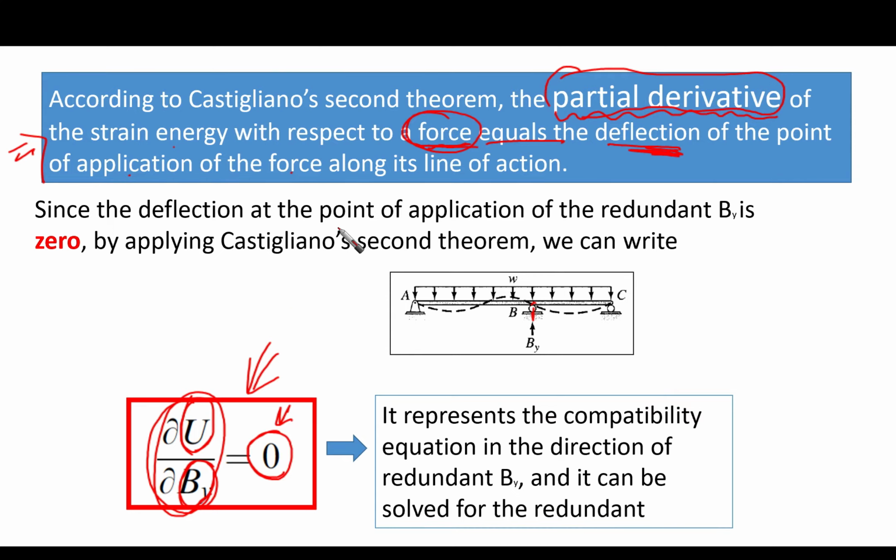Since the deflection at the point of application of the redundant By is 0, by applying Castigliano's second theorem, we're going to reach this equation. And this equation represents the compatibility equation in the direction of the redundant By. This is what we call the compatibility equation. This one is the compatibility equation in the direction of redundant By. And it can be solved for the redundant. We can solve it for the redundant. So it is one equation in one unknown, which is By, as we are going to see later. Okay.